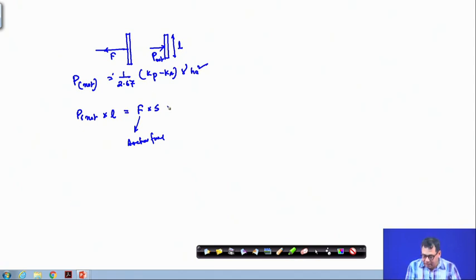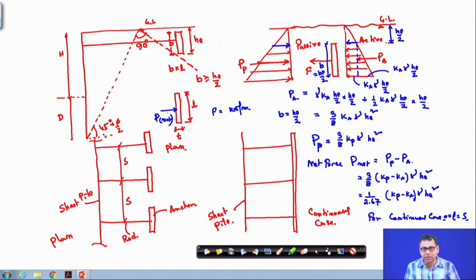And then I am giving one factor of safety. This is the factor of safety on the force. Generally I will take it as 1.5, or 1.5 to 2. So, this is the total equation, and this is for the case if it is not continuous.